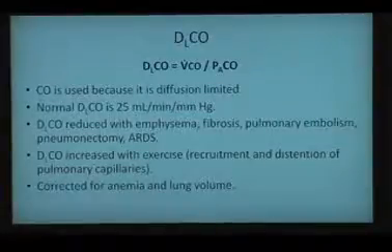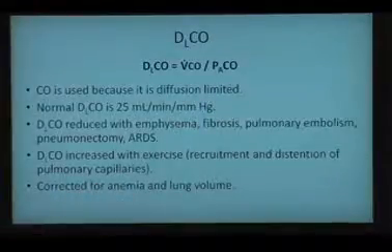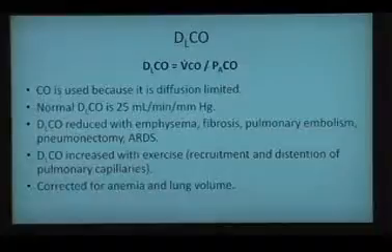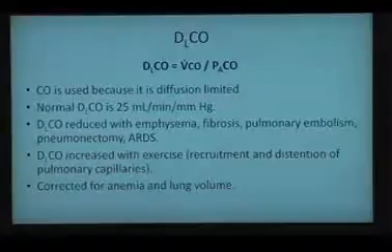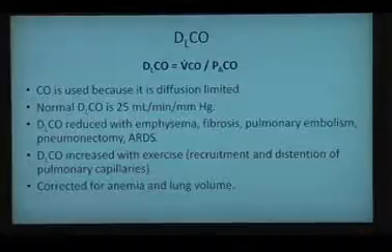And often the DLCO is corrected for anemia and lung volume. Anemia will affect the DLCO, which is measured, because the test depends upon hemoglobin taking up CO to maintain the diffusion gradient across the lung. So if you have less hemoglobin, then the partial pressure of CO in the pulmonary capillary will be higher. So there are corrections for that.